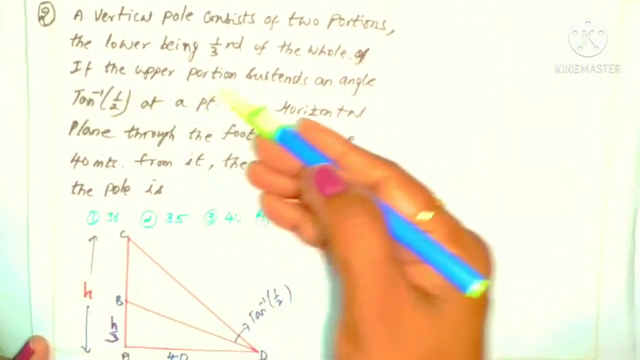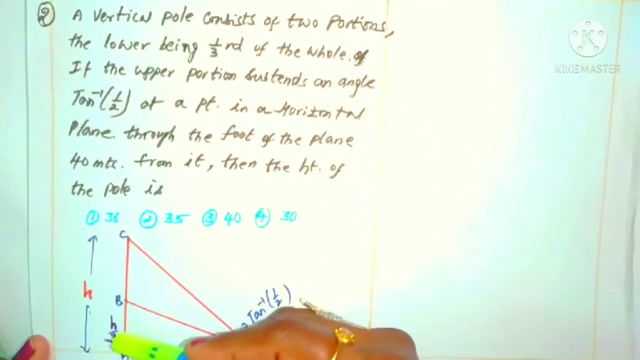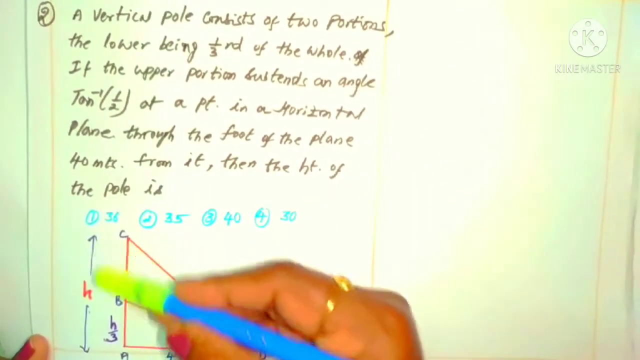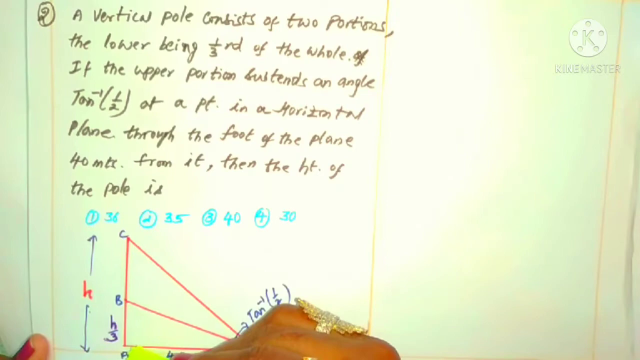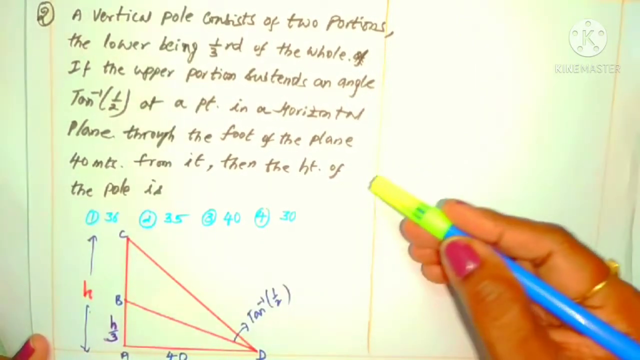So what is given? The lower being 1/3 of the whole. What is the whole? I have taken it as h. 1/3 means h by 3. That is the length of the lower part AB. Clear? Right. Now what is the next sentence?